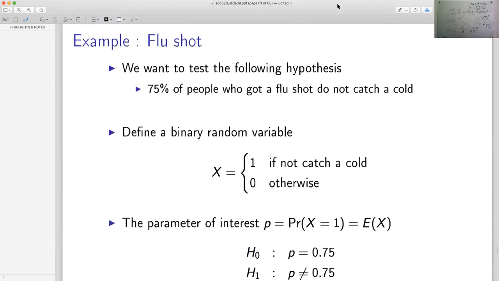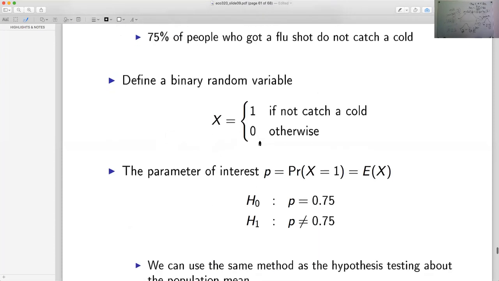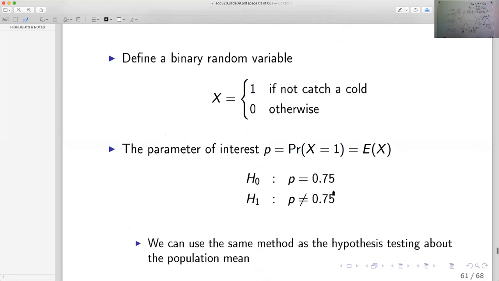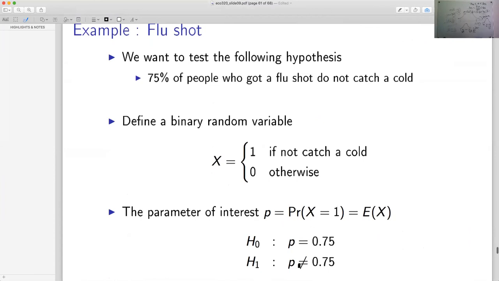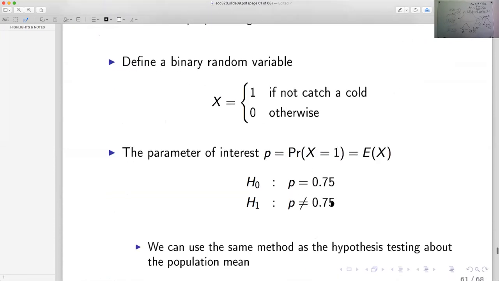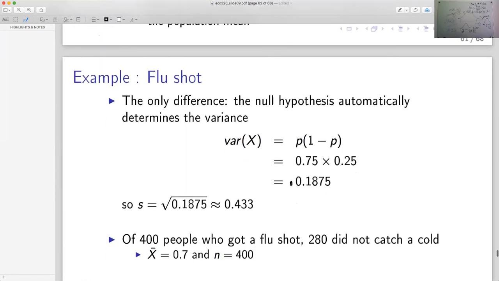So this is exactly the same, a similar question, but it's a binary variable. So the only difference is that it is binary. I'm just testing whether p equals 0.75 or not. So based on this, you can actually recover the null hypothesis. This is good practice. 75% of people who got the flu shot do not catch a cold. So your assumption is that the probability is 0.75, and you're testing against that.